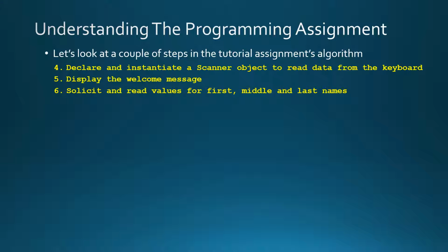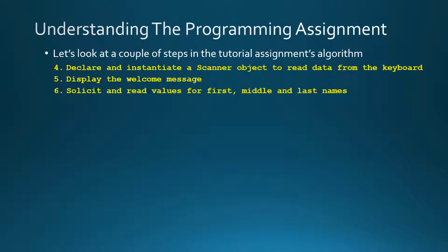Okay, so let's take a look at understanding this particular programming assignment. Now, I've assumed that you've already carefully read the tutorial programming assignment that's available in the Tutorial 1 folder. So I want to just take a look at a couple of steps in the tutorial assignment's algorithm. That's found in the design section. So here are steps 4, 5, and 6 from there. Okay, I won't read them. You can read them here.